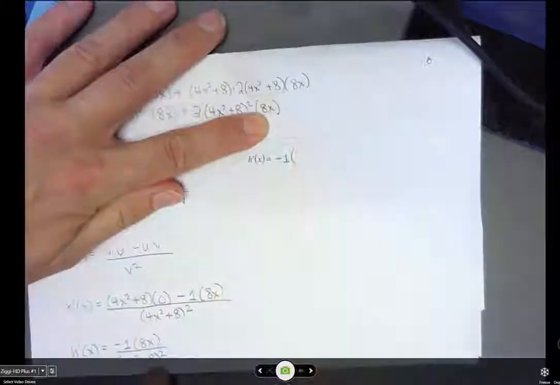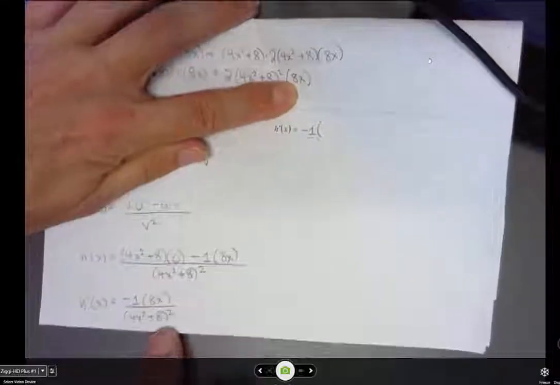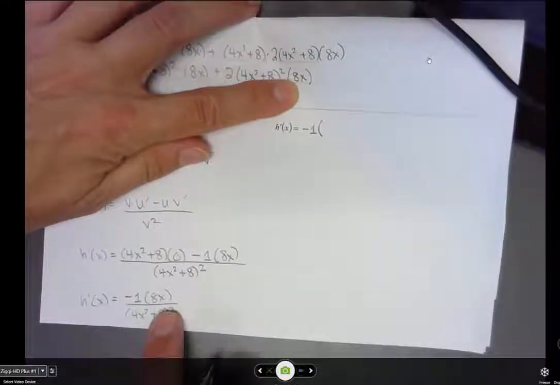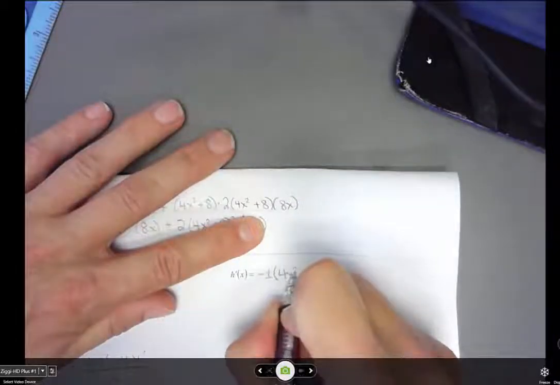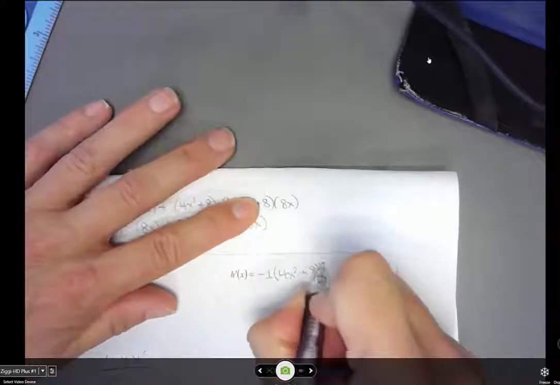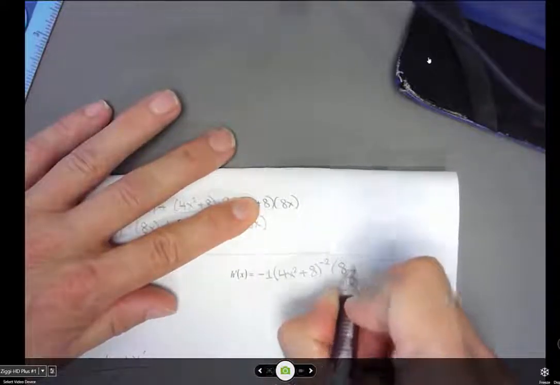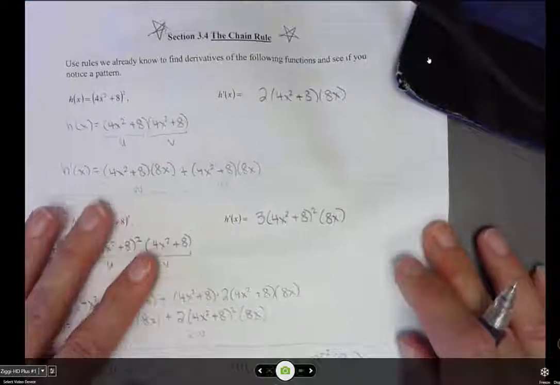And I'm going to bring this up to the numerator. So then it would be 4x squared plus 8 to the negative 2. And then the 8x again. So we should be able to see the pattern now.